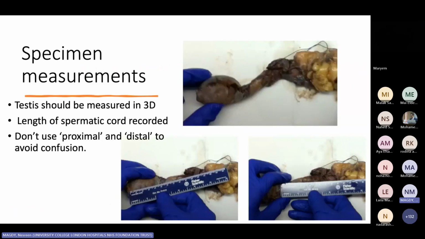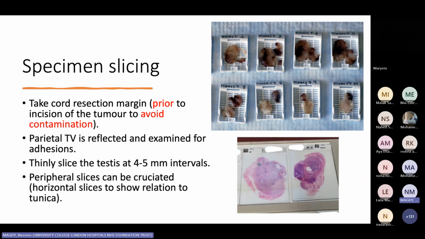Quickly, as with other organs, we just measure the testis in 3 dimensions and record the length of the spermatic cord. In your cut-up or macro description, it's better not to use terms like proximal and distal, because this can be confusing. For the cord, you can use cord margin and cord base. That's much better. And then we should take the cord resection margin prior to incision of the tumor to avoid any contamination, which is commonly seen, especially with seminoma, because it's a very friable tumor.